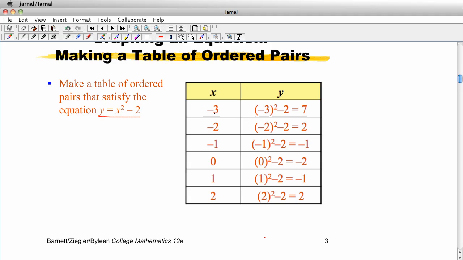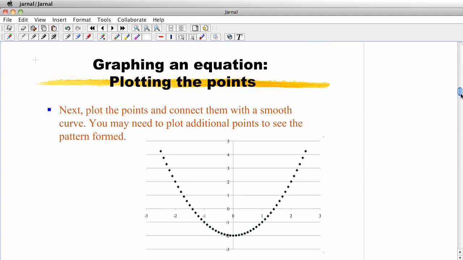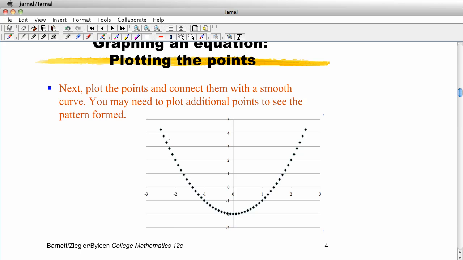So we would say that the point (-3, 7), x coordinate -3, y coordinate 7, would be a point on our graph. X coordinate -2, y coordinate 2 should be a point on our graph. And really, if we just generate a whole bunch of points, then we could just draw a bunch of dots, and we would start to see the shape of the curve. So this would be the graph of y equals x squared minus 2 by just drawing a bunch of dots.